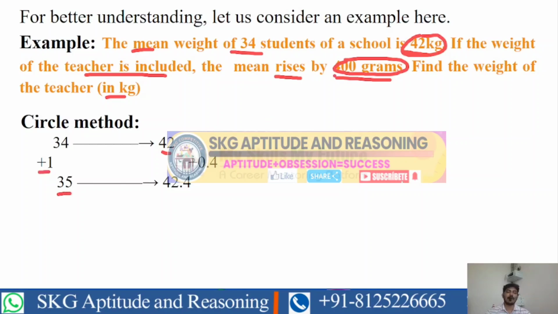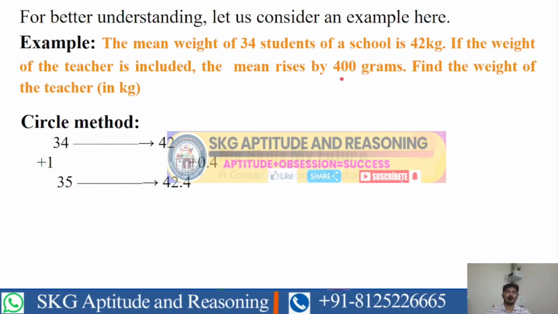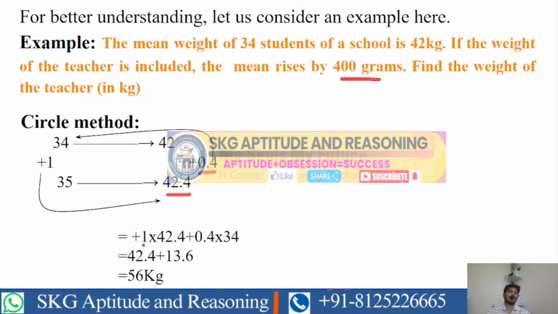And after that, what happened? The average is increased by 400 grams. Converting 400 grams into kgs, we can write it as 0.4. Initially the average was 42, and now the average is increased by 0.4 kgs, so it becomes 42.4. With the circle method, plus 1 into 42.4 plus 0.4 into 34. Doing that, 1 into 42 plus 0.4 into 34 gives 42.4 plus 13.6. Combined, that gives the answer as 56 kg.